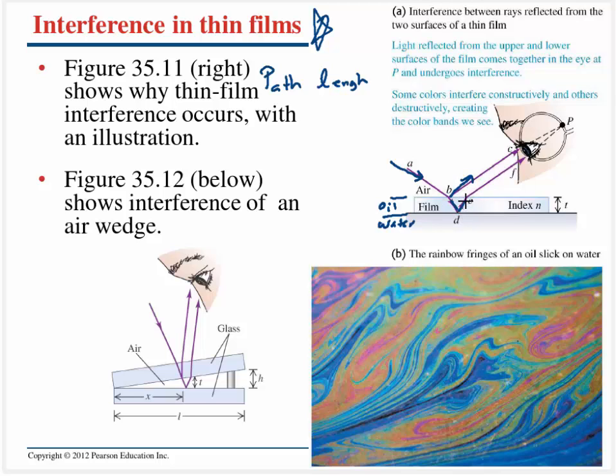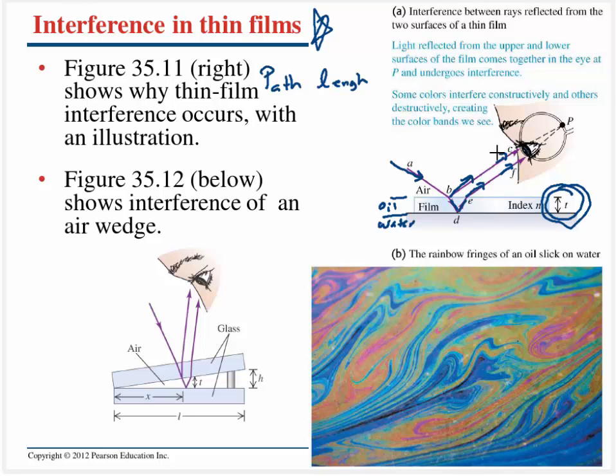Then some of the light is going to be refracted down through the oil, bounce off of the oil-water interface, and come back to my eye. Now we have some path length right here that's going to cause a wavelength shift. And what's going to happen is these two light rays can now interfere with each other, and it turns out that they can constructively interfere or destructively interfere.